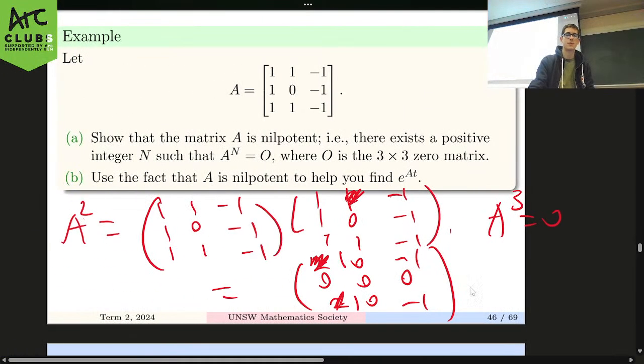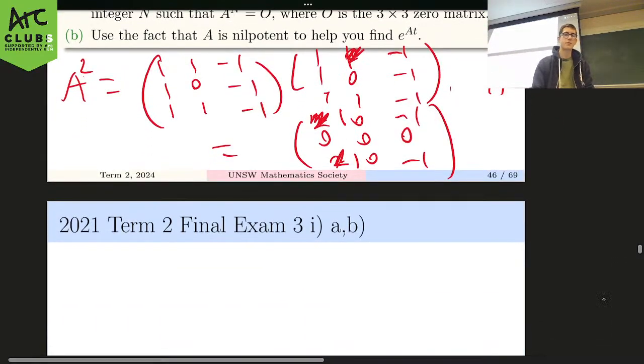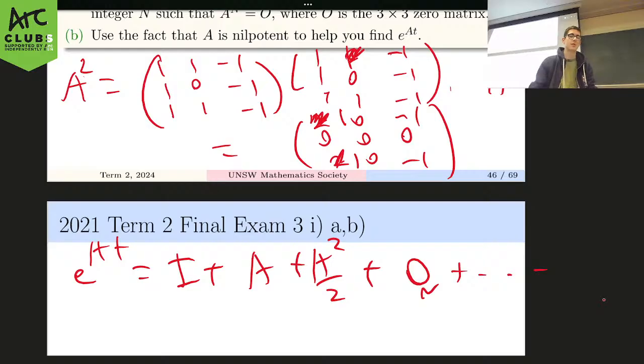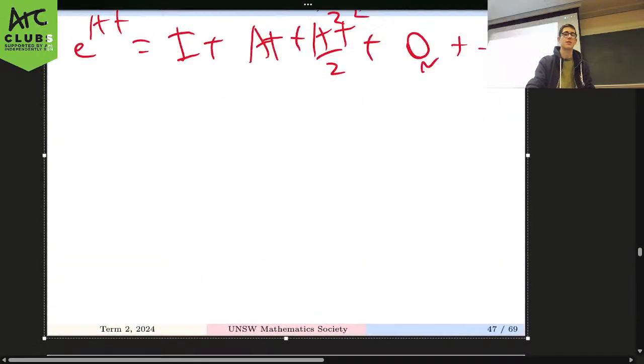Sorry, this is just a bit finicky. So what that would mean is that e to the at in this case would be equal to the identity plus a squared over 2 plus just the zero matrix, because the Taylor series would just be 0 terms beyond that point. Or I should have t and t squared here. Yeah, t and t squared, because you need to remember to put your t into your Taylor series.